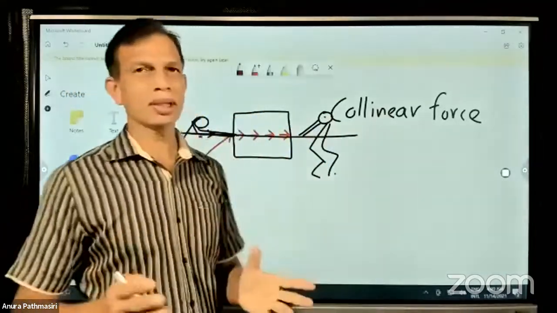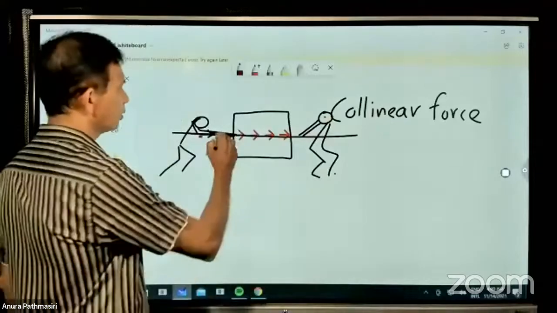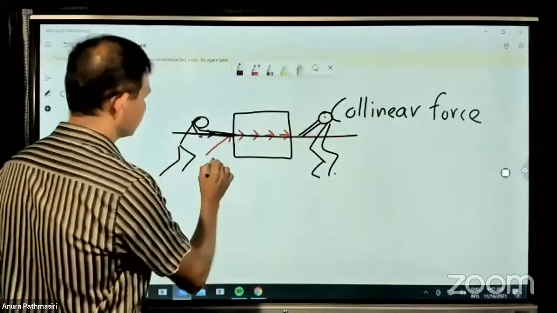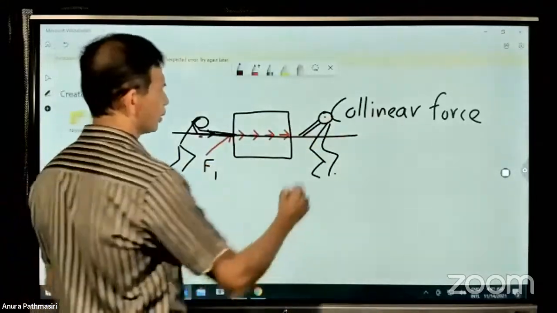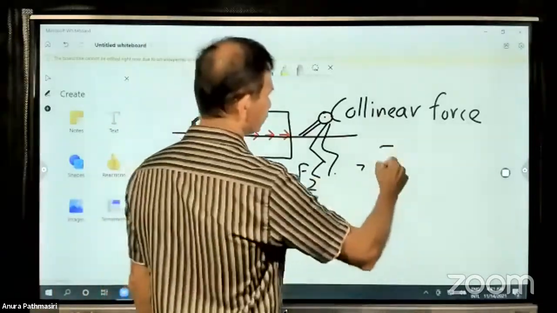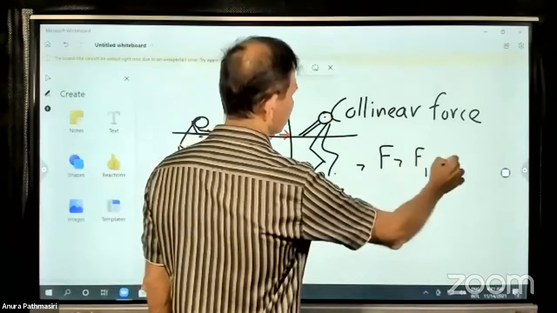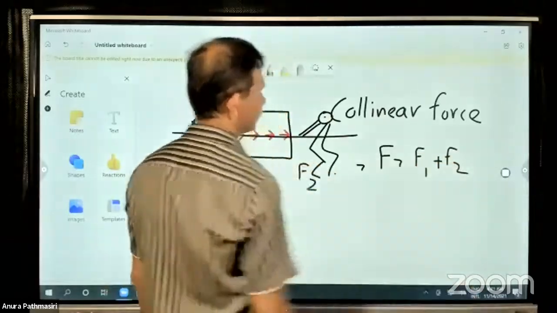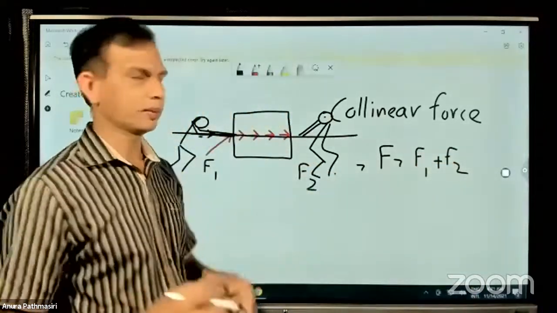Then what is the resultant? In that occasion, the resultant will be F1, F2. So the resultant force is F1 and F2. That means you have to add.